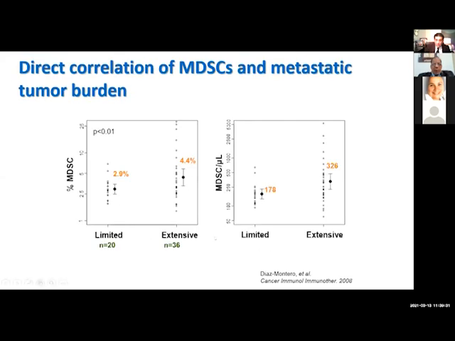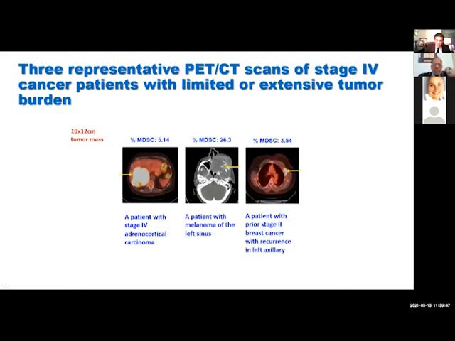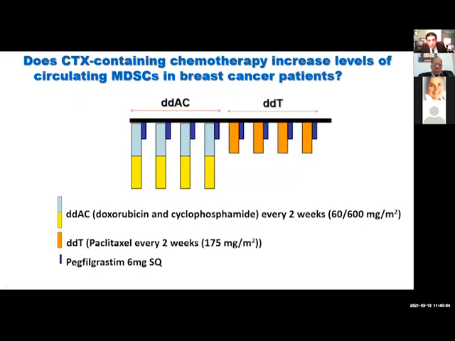When we looked at limited cancer and extensive cancer, I mean with metastasis, we also found a correlation: an increase in the percentage and absolute number of these cells in extensive as compared to limited. In this representative scan of stage 4 cancer patients, we found a high number of these cells, which reaches sometimes 26% in a patient with melanoma. And in most cases, the mass of the tumor was large.